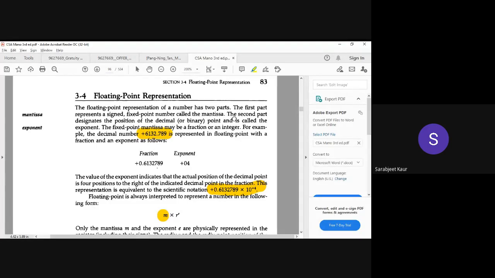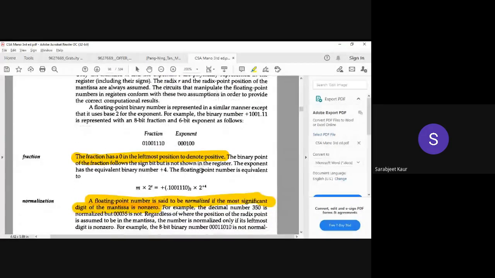And the second part designates the position of the decimal point, or the binary point if we're talking about binary numbers, and is called the exponent. So you are already aware that this can be transformed into this. We are just redefining it here. This part is known as the mantissa, this is known as the exponent, right?